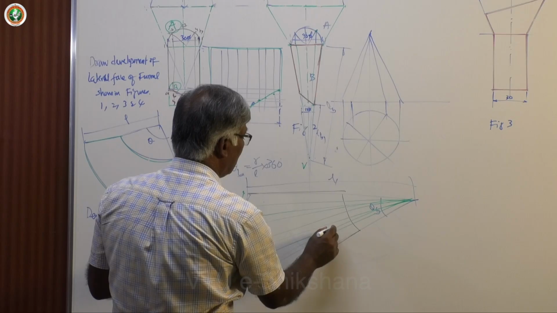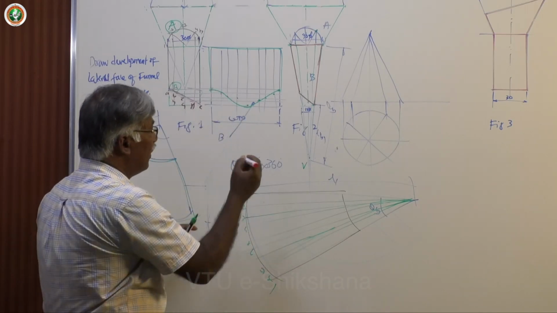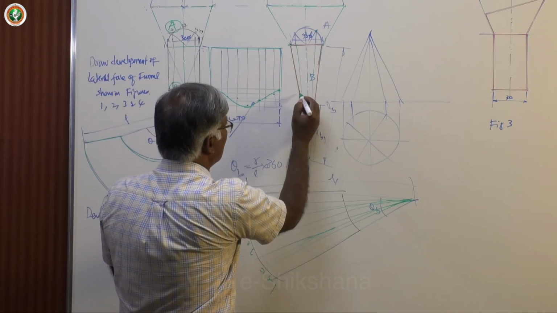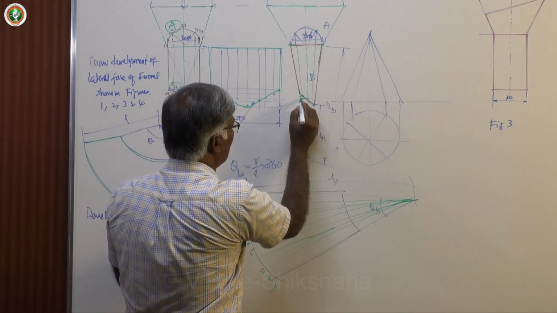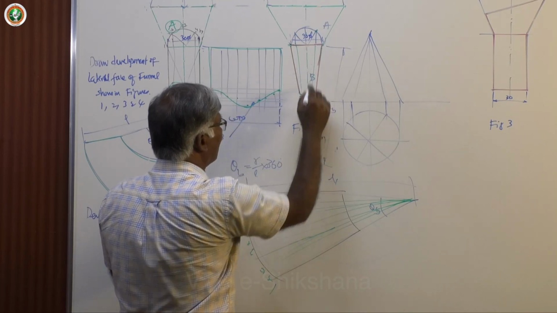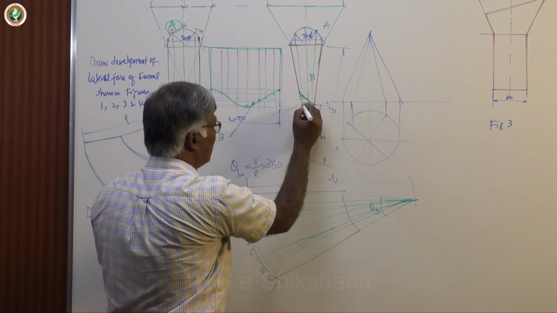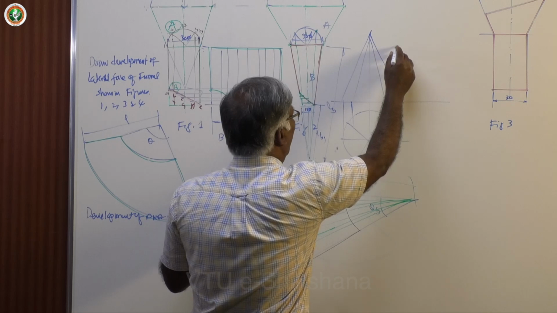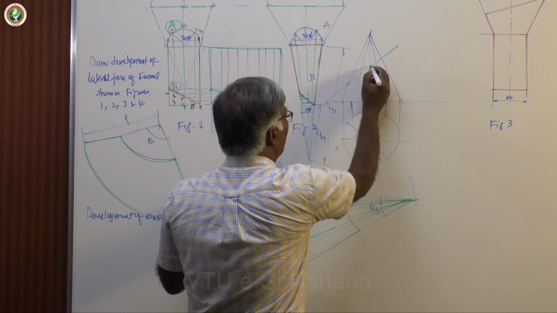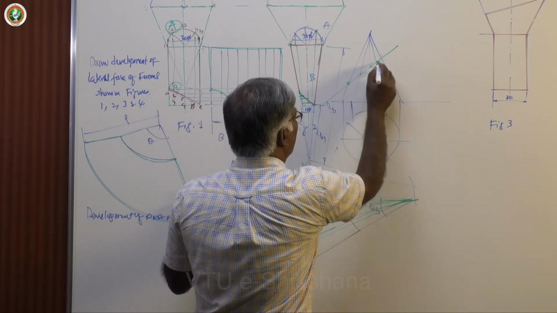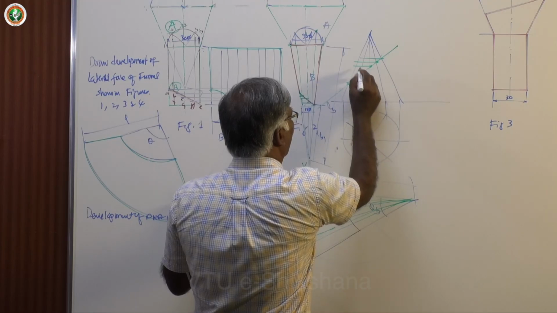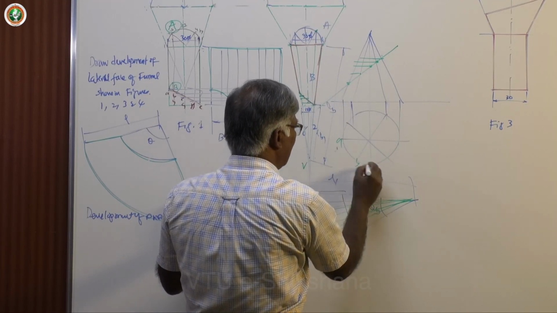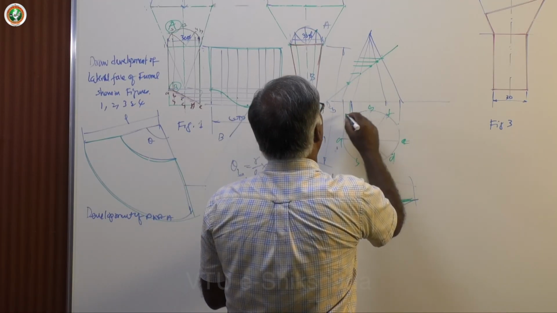Now after doing this job, project these points onto the true length line. You never get true length on these lines. You have to project. You know the procedure of drawing a truncated thing. Whenever you get this one, you project all these points onto the true length line. Okay, this is say A, B, C, D, E, F, G, H.